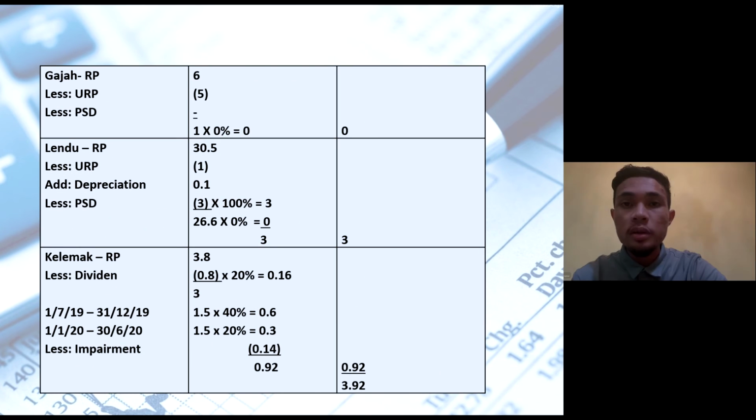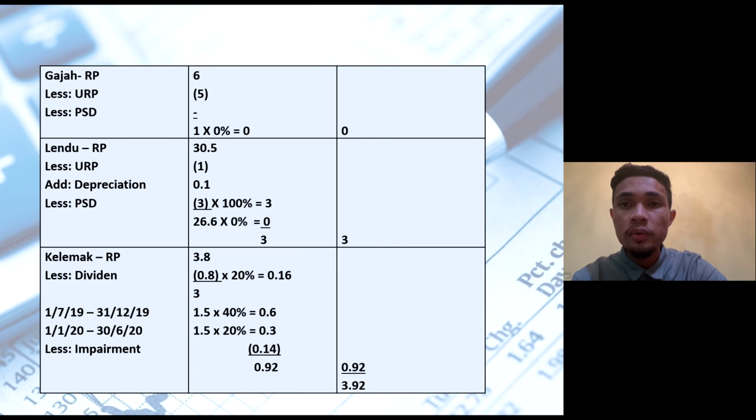So here is the working for non-controlling interest, NCI. First, we calculate the retained profit of Gajah, which is 6. We got it from the statement of changes in equity. Then less the unrealized profit 5, which we got from additional information 1, because the journal entry is debit P&L Gajah 5. And then we get 1 and times the NCI percentage, which is 0%, since the holding company acquired 100% control of Gajah.